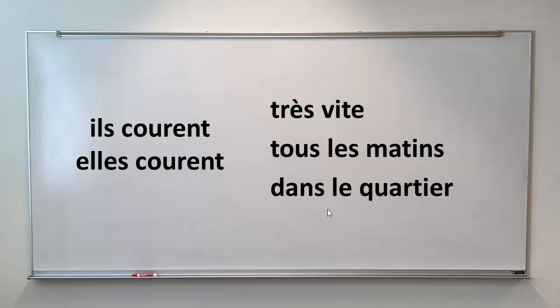Okay, and now we have our final subject pronouns here. We have ils and elles, which both mean they. So if I want to say they run very fast, ils courent très vite. Remember, ils is for referring to a group of males only or a group of males and females. Elles means they, referring to only females. So they run. Elles courent. They run very fast. Elles courent très vite.